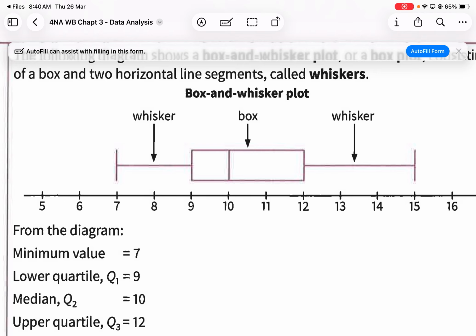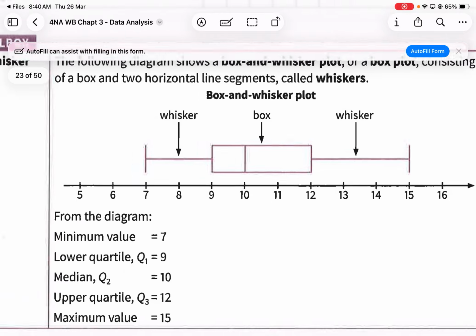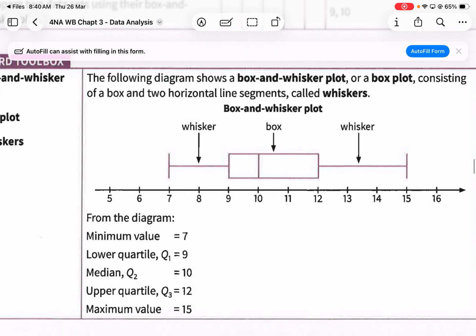So for box and whisker, actually it's very simple. They are just telling you the things that we just learned. What is the minimum value? All this data is put on one x-axis. The x-axis is the data. So the lowest data, the minimum value, is here, 7. So we read off the x-axis. Then the maximum value is at the end, 15. Actually, it's quite easy to understand.